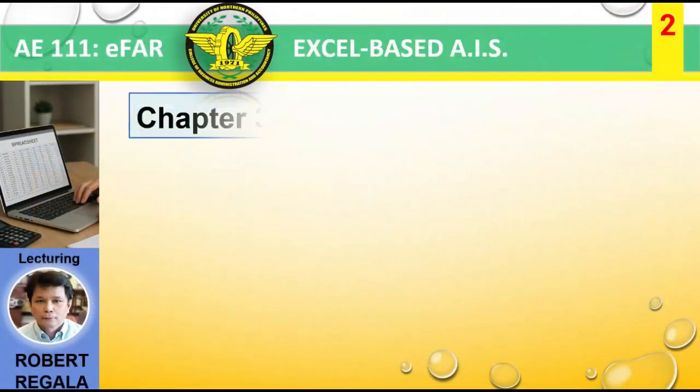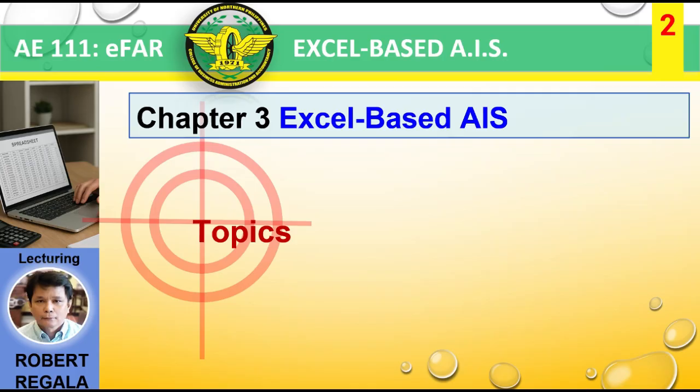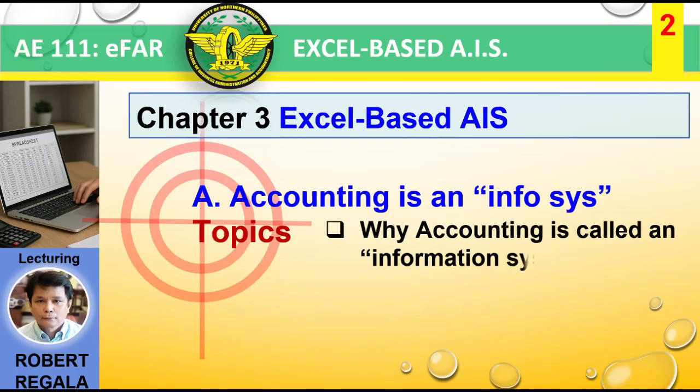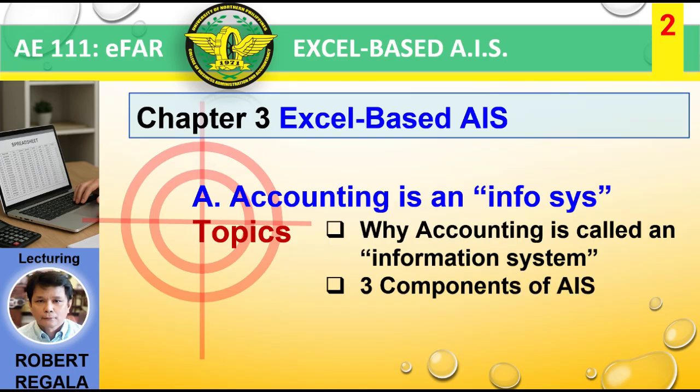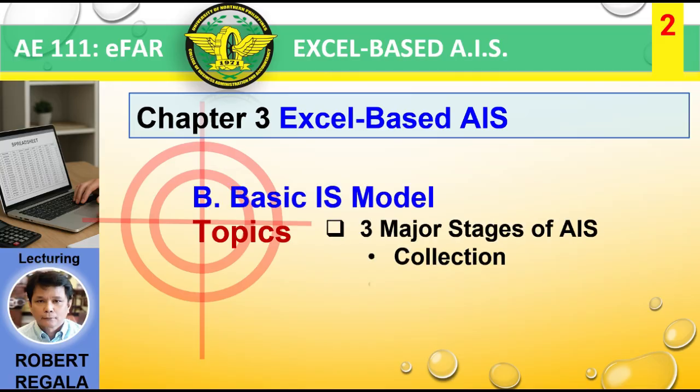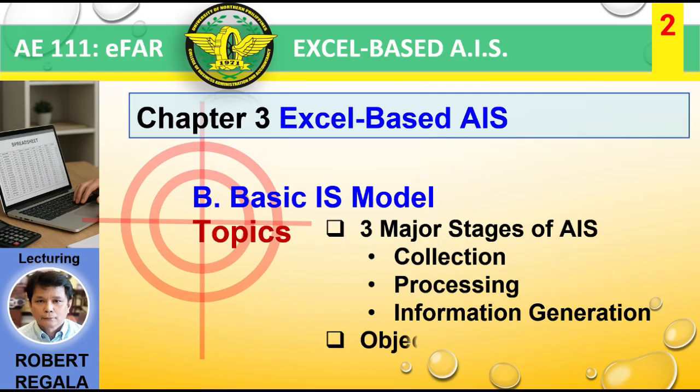The topics of this presentation start with the rationale why we can refer to accounting as an information system. Then, we will discuss the basics of the concepts of AIS, starting with the three components that make up an AIS. Then, compare it with Management Information System, MIS, and other decision support systems, like Management Reporting System, MRS, with data analytics. Next, we will examine the three major stages of AIS, and lastly, the objectives of AIS.